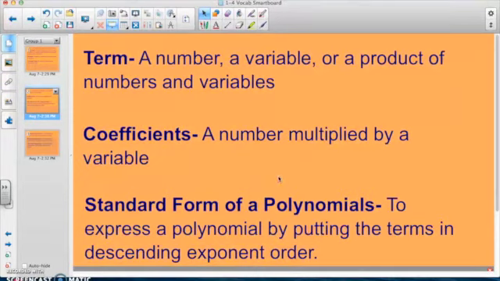We've got one more vocabulary word on this slide, and it is the standard form of polynomials. The definition we're going to use for standard form of polynomials is to express a polynomial by putting the terms in descending exponent order. So for example, if you had an exponent of 7, that term would come before one that has an exponent of 5. We'll look closer at that when we get into the notes. Right now, just make sure that you get the vocabulary definition down.